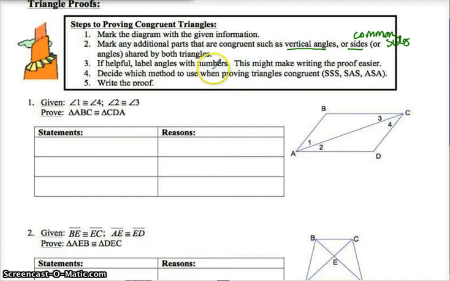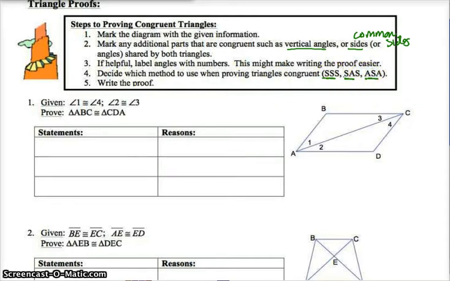If helpful, label angles with numbers. So you can always tack in the numbers 1, 2, 3, 4. It's so much easier than writing angle BAC. You could just write angle 1. Number 4, decide which method to use. Are you going to use SAS, SSS, ASA, which one of those? And then we write the proof.